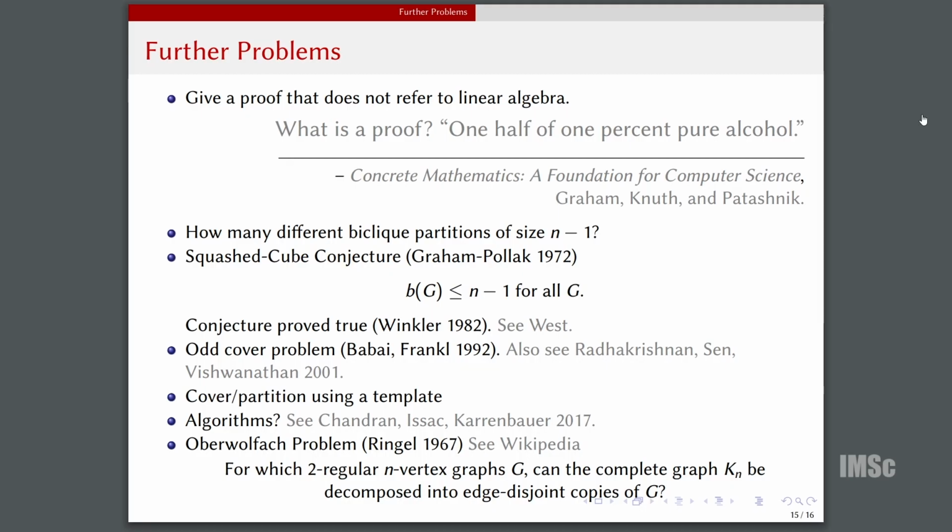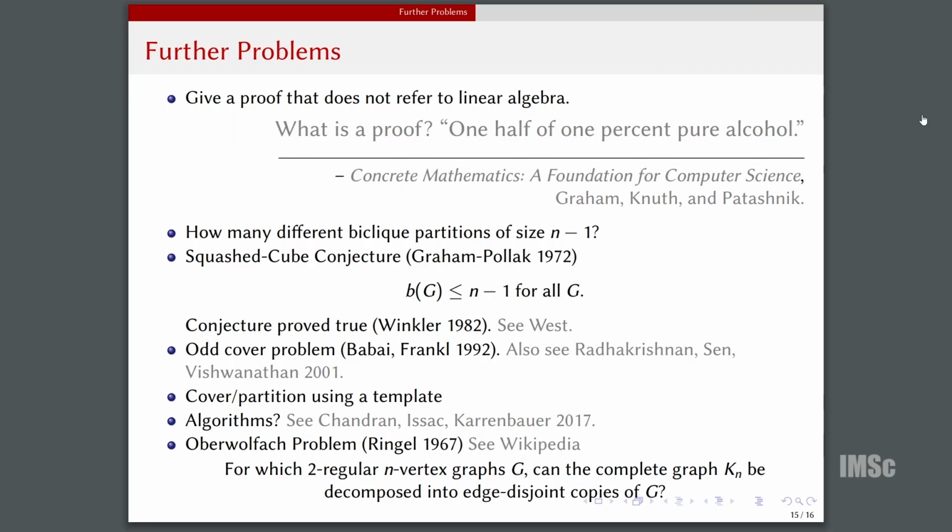Then Babai and Frankl defined the odd cover problem. In partitioning, an edge must appear in exactly one biclique. In covering, you can relax that condition. In the odd cover problem, you say an edge can appear in only an odd number of bicliques. This problem was addressed by Radhakrishnan, Sen and Vishwanathan.